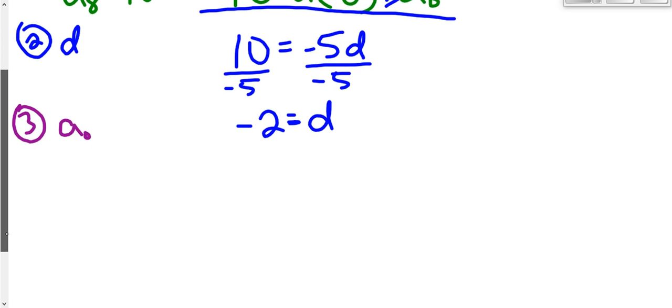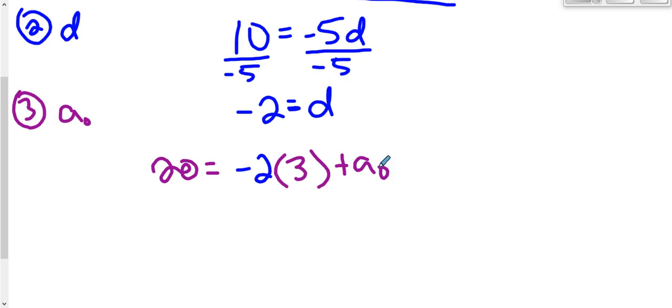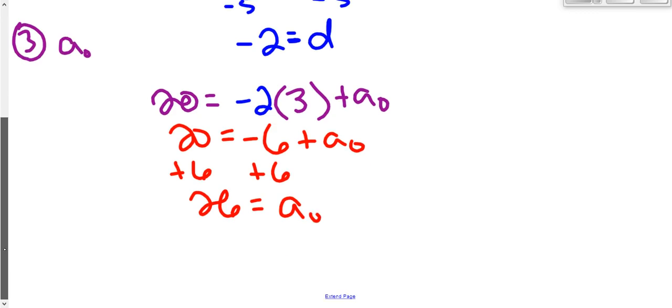So I'll take the number -2 and plug it into either one of my original equations. It doesn't matter which one I use. I'm going to go ahead and use the first one because I feel like it. So we're going to use the equation 20 equals d, which is -2, times n, which for the number 20 was the number 3, and then plus a sub 0. So now all I have to do is solve for a sub 0. So -2 times 3 is -6, plus a sub 0 equals 20, and then I just add 6 to both sides. So that means a sub 0 is going to be the number 26. So I found d and I found a sub 0.